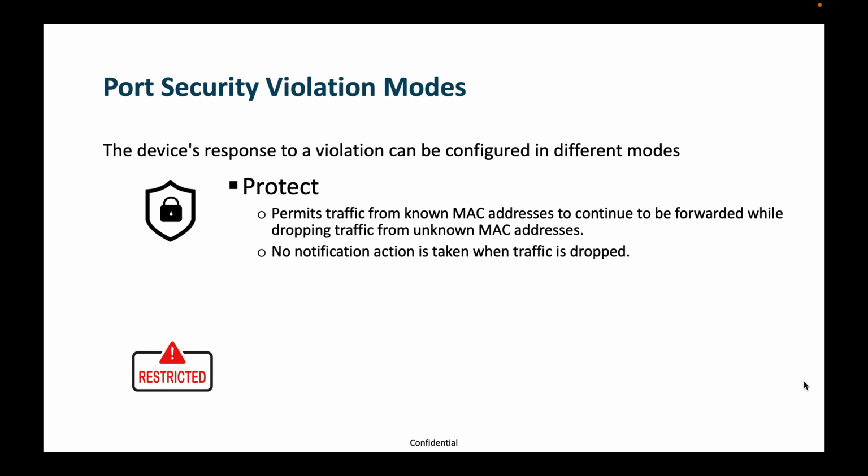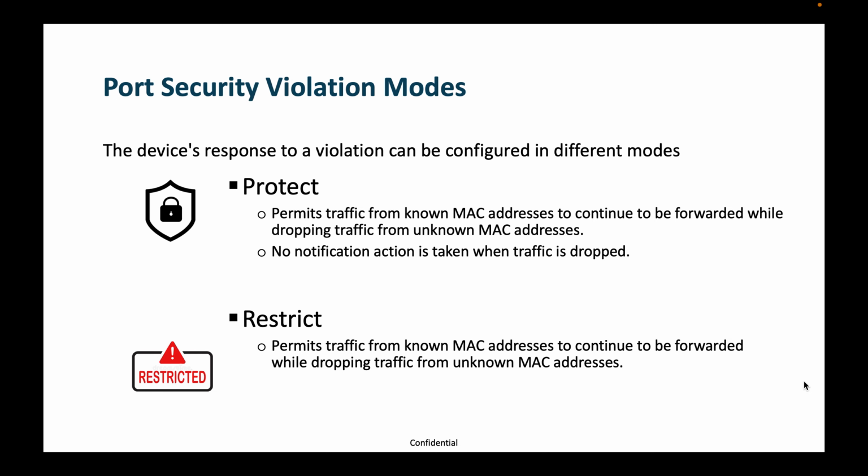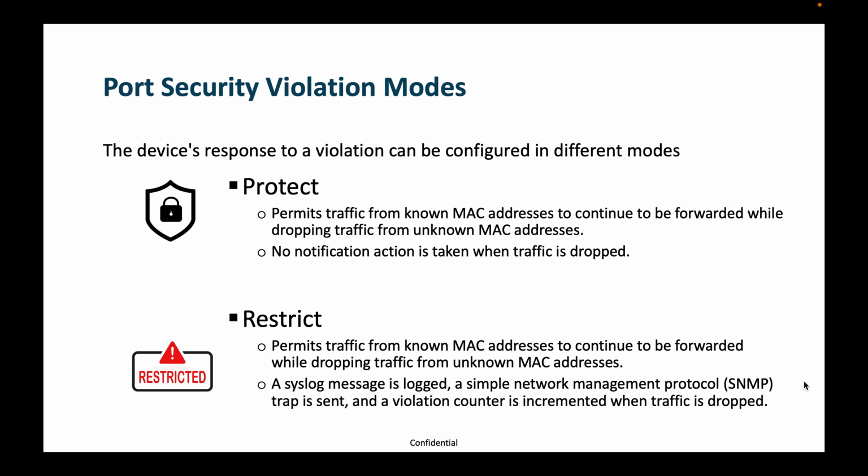The other option we have is restrict mode. This mode permits traffic from known MAC addresses to continue to be forwarded while dropping traffic from unknown MAC addresses when the allowed MAC address limit is reached. So when configured with this mode, a syslog message is logged, an SNMP trap is sent, and a violation counter is incremented when the traffic is dropped. If you see the difference, this informs the administrator that a violation has occurred, whereas in protect, it remains silent.